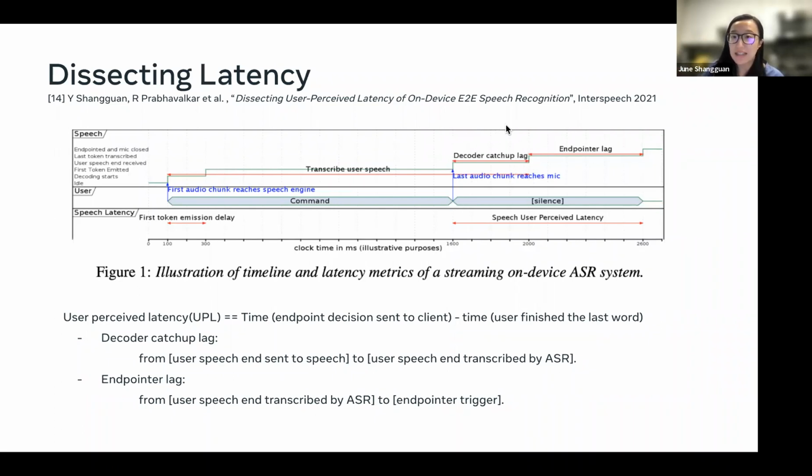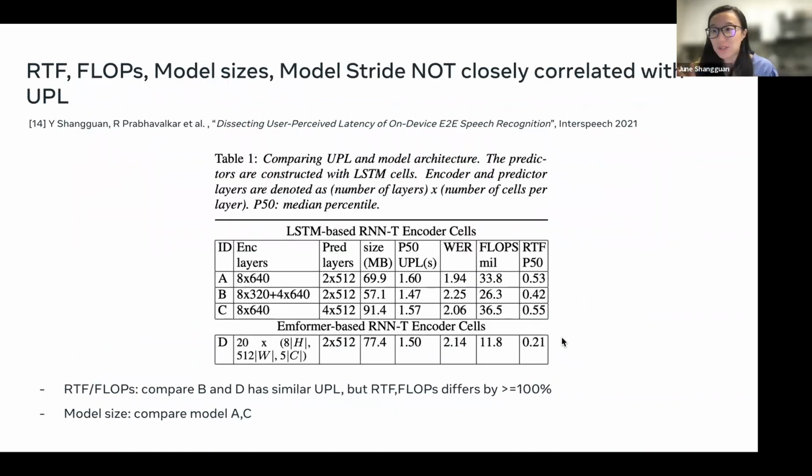So if we define the latency so crystal clear, it is apparent what might impact latency: how fast your model is running, and how fast and how accurately your endpointer can endpoint. So the first thing we want to do is to ask, do any of the traditional metrics that people report in their papers impact latency? Do they reflect exactly what the latency is? And the answer is negative.